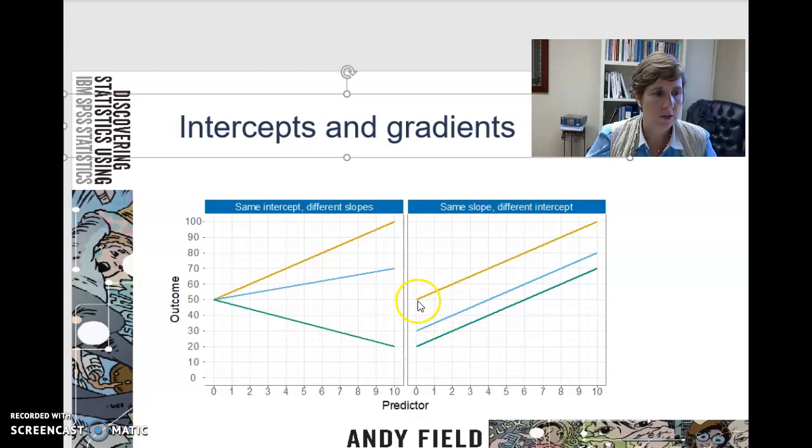So this one's got an intercept of 50, this one's got an intercept of 30, and this one's got an intercept of 20. So they have a different intercept, but they have the same gradient. So when you start looking at regression, these gradients are related to your B1 value.